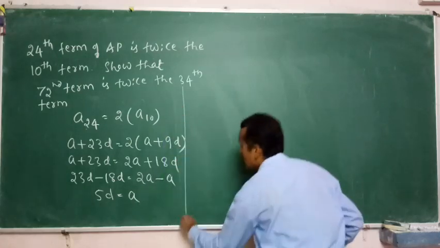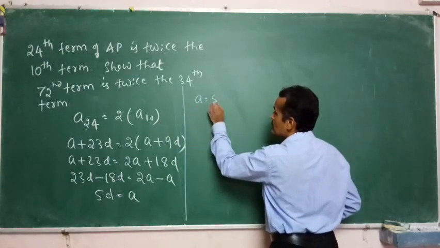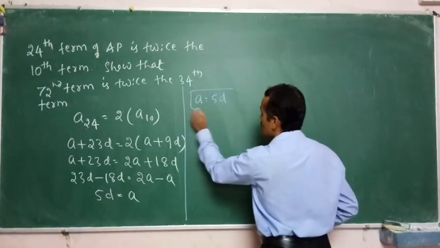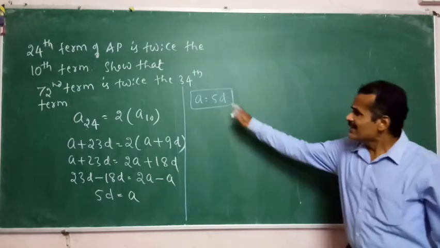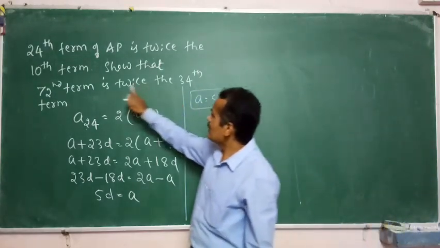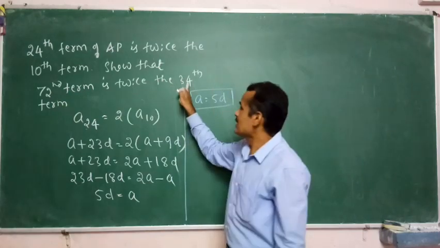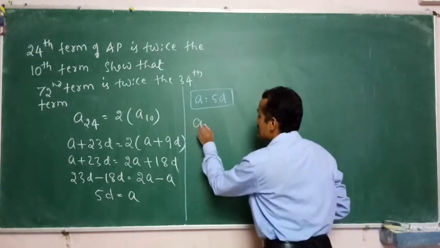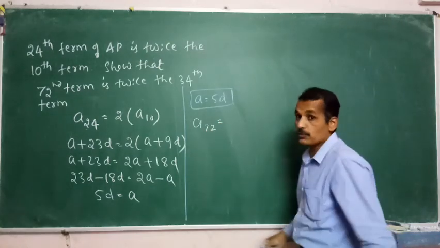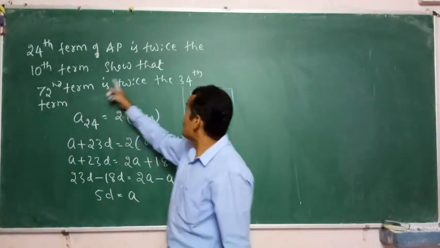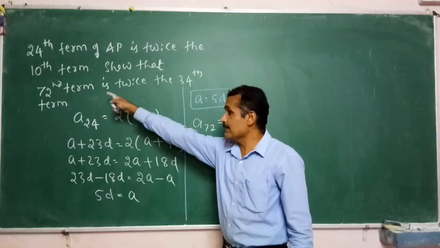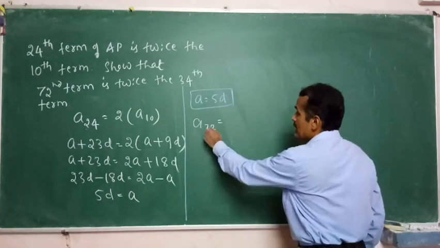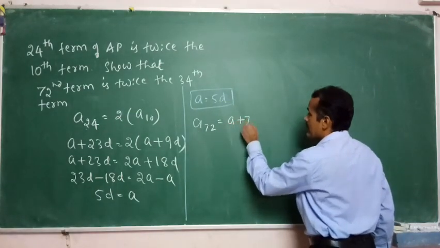I got a new relation: A is equal to 5D. This relation I will substitute in this as well as this, and I will get my answer. Come on, let me find out. I will prove that the 72nd term is twice the 34th term. Let me take the 72nd term first. A72 is equal to A plus 71D.